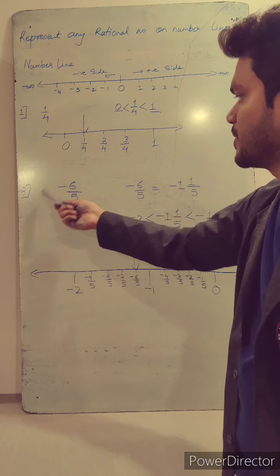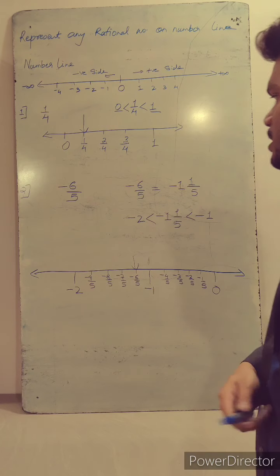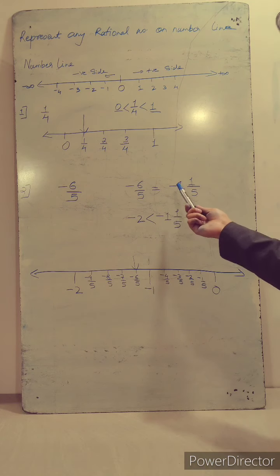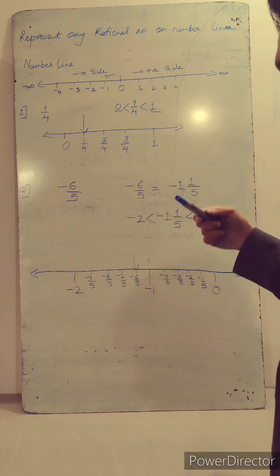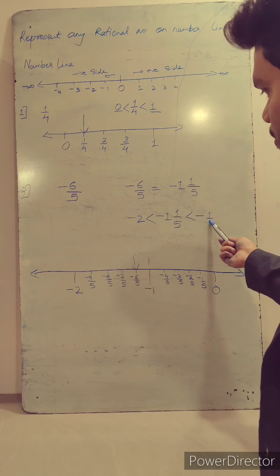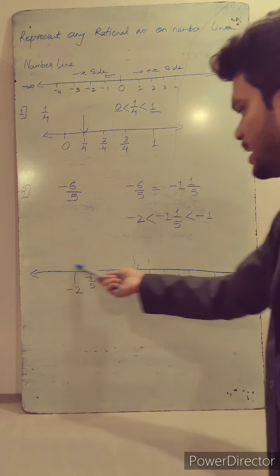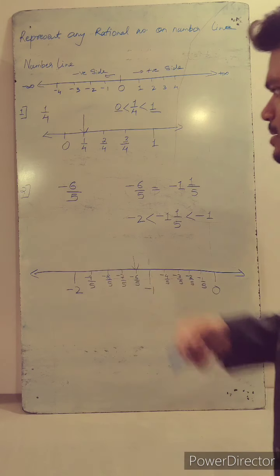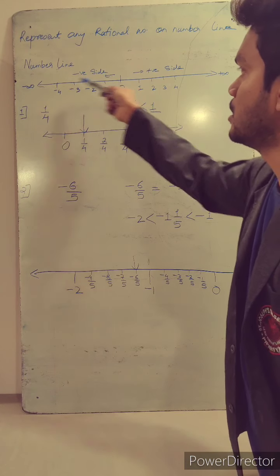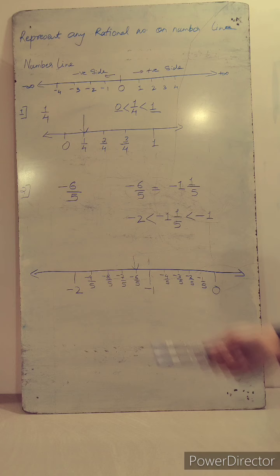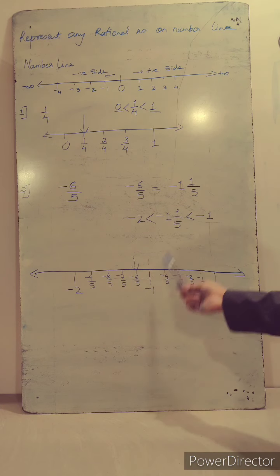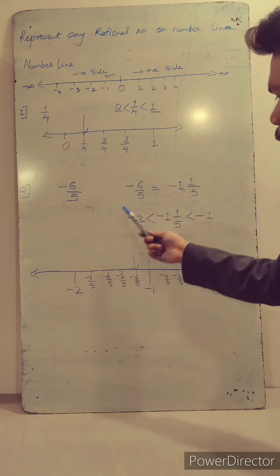Second question is we have to represent minus 6 by 5 on number line. So first we will convert minus 6 by 5 into mixed fraction, that becomes minus 1, 1 by 5. So minus 1, 1 by 5 is greater than minus 2 but less than minus 1. So again we will draw a number line with arrow on both the sides. Now the given number is a negative number and negative number lies on the left side of the 0. Therefore 0 will come at the right, after that minus 1 and the number line will end with minus 2.